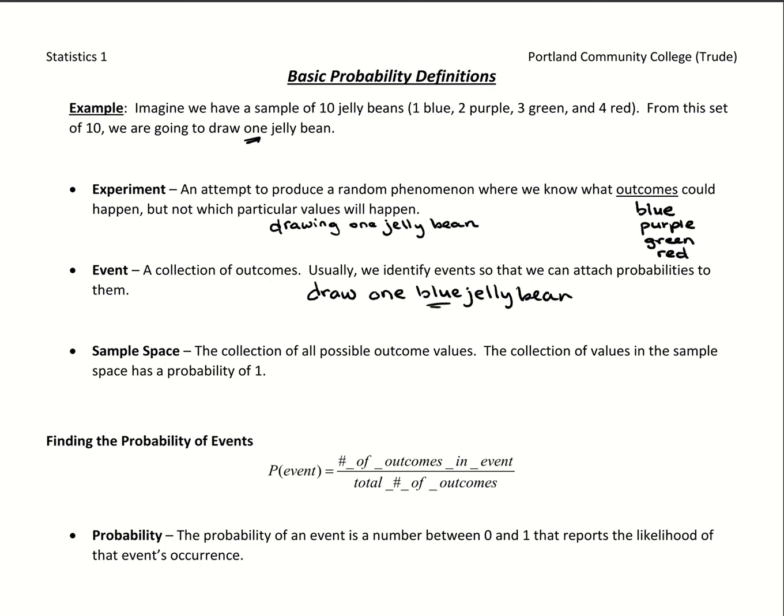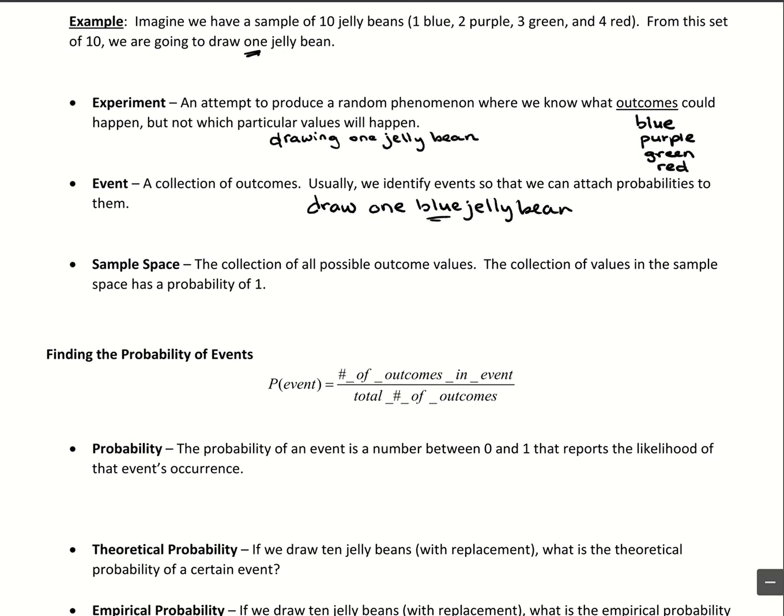Sample space is all of the possible outcomes, which we listed up above. With sample space, we use special notation. We use these brackets here, and then we just list out the possible outcomes. So we could see blue, purple, green, and red. And then you just close with the brackets. So it's this set that we're listing out, using mathematical notation with the brackets, and then it's just a collection of possible outcomes.